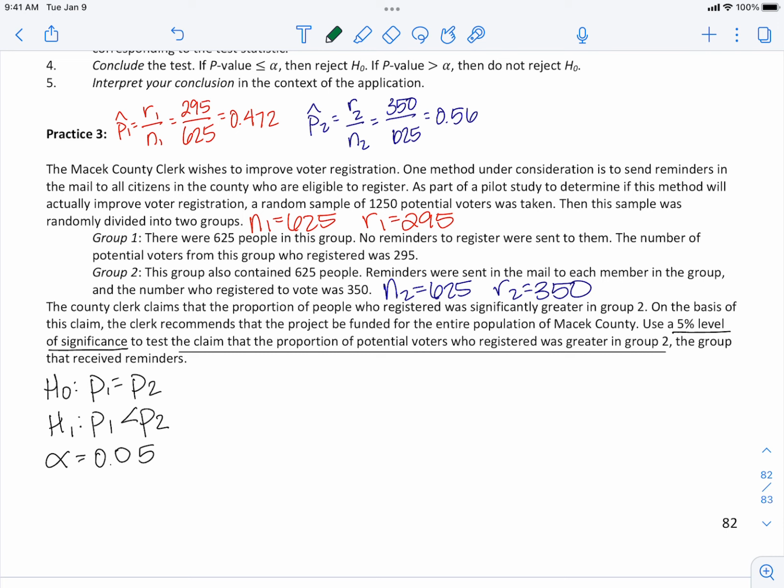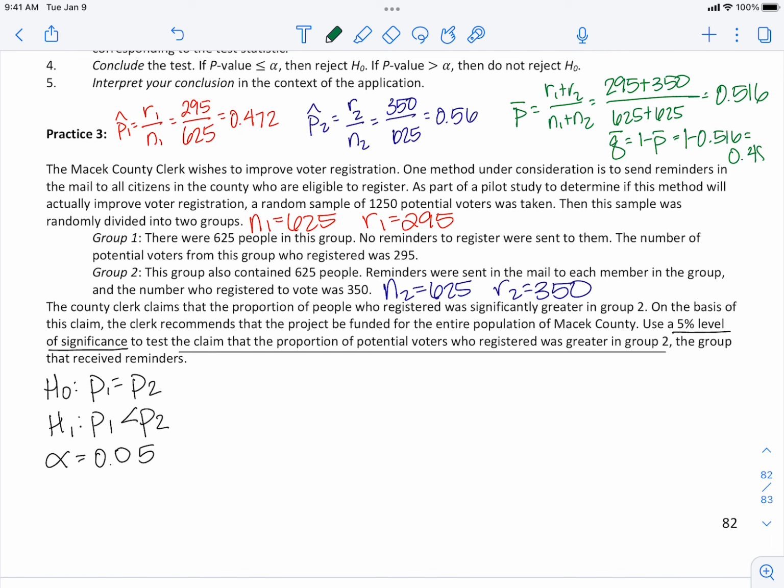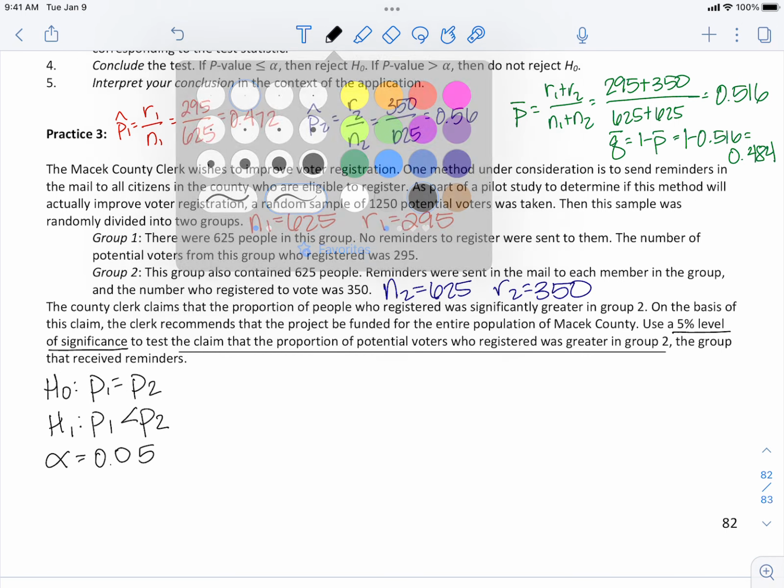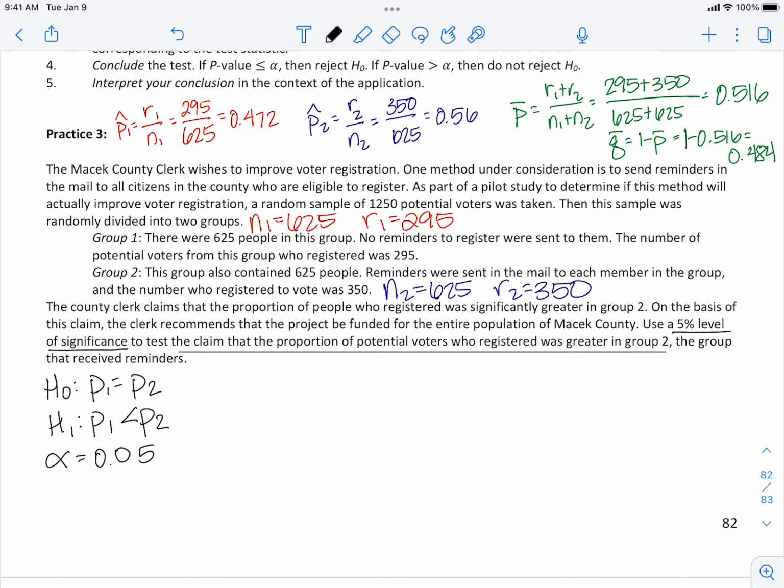Last, we need to find our P bar and Q bar. So P bar is our R1 plus R2 divided by N1 plus N2. And so this is 295 plus 350 divided by 625 plus 625. And this comes out to be 0.516. Q bar is 1 minus P bar. So we end up with 1 minus 0.516, which is 0.484.